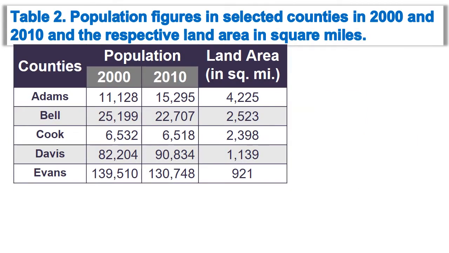Here is our example 2. Table 2. Population figures in selected countries in year 2000 and 2010 and the respective land area in square miles. As shown in the table, these are the counties: Adams, Bell, Cook, Davis, and Evans. On the column header, we have the population compared in year 2000 and 2010, and land area in square miles. In the body, we have the data.